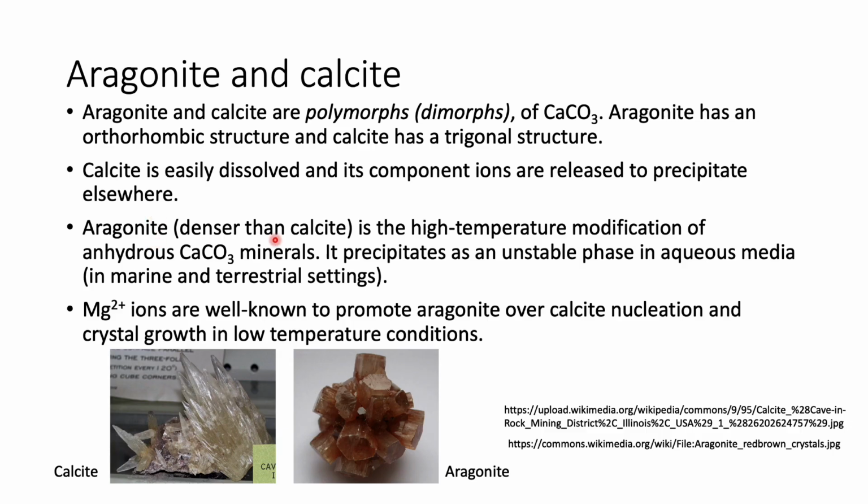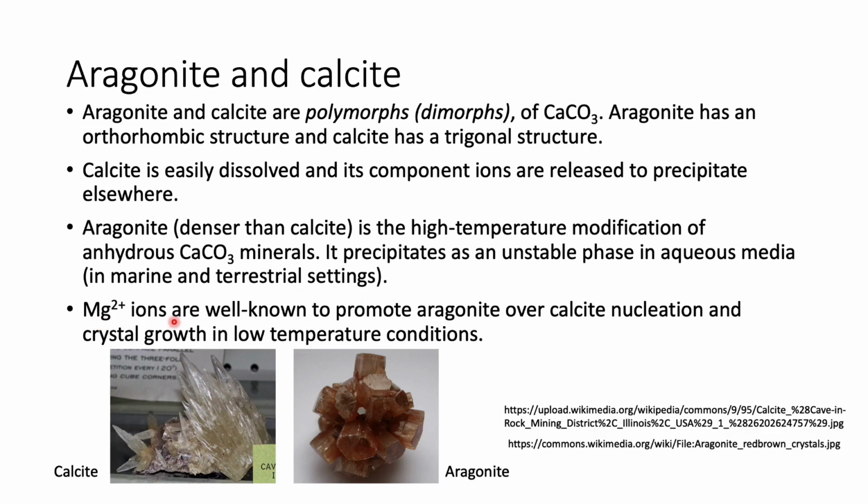The aragonite is denser than calcite and it is a high temperature modification of anhydrous calcium carbonate mineral. So here is an example of the calcite and here is another example of the aragonite. You can see aragonite is a very strong material and it is bulky also. So this aragonite, which is denser than calcite, is the high temperature modification of anhydrous calcium carbonate mineral. It precipitates as an unstable phase in aqueous media.